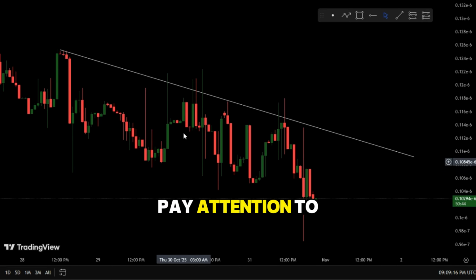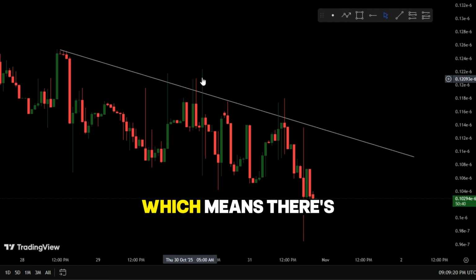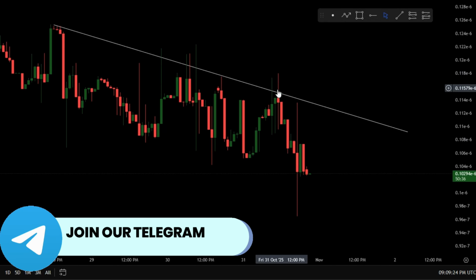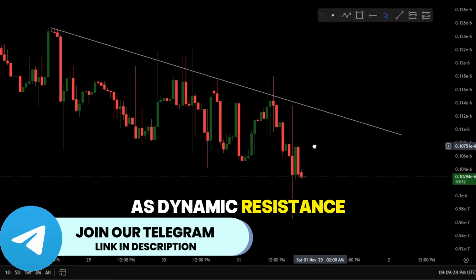And if you pay attention to the candlesticks around this area, there are a lot of wick rejections, which means there's strong selling pressure every time price comes close. That's a clear sign that the trend line is acting as dynamic resistance.